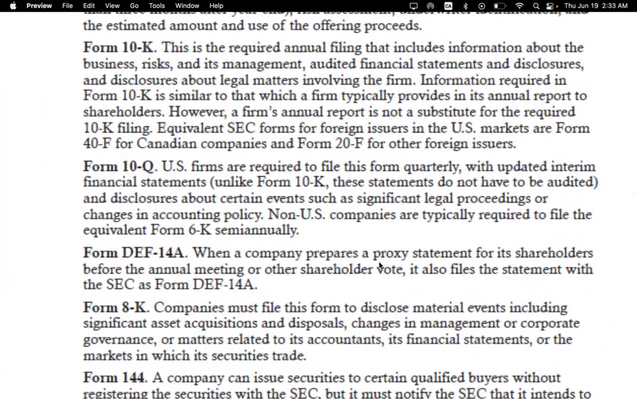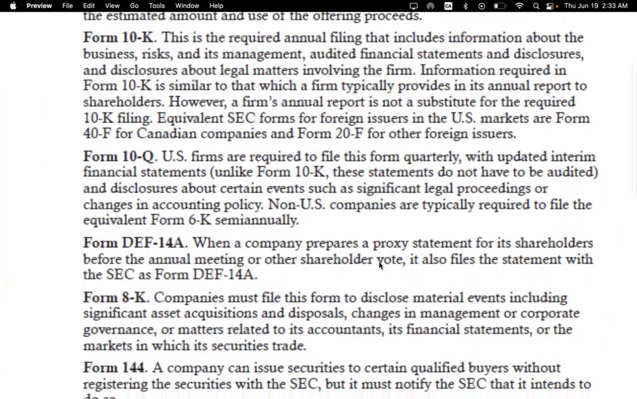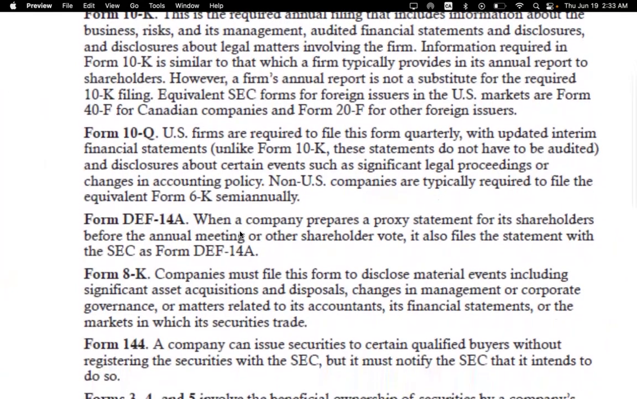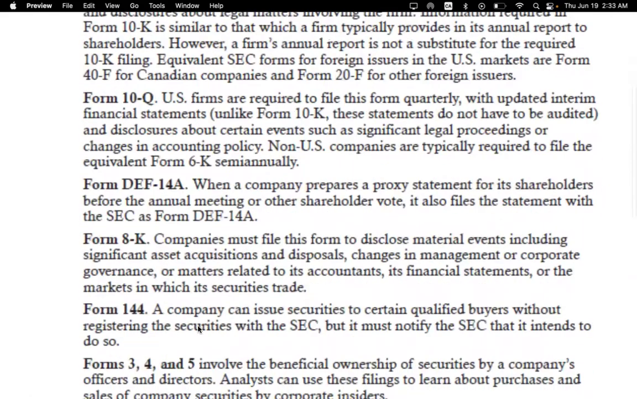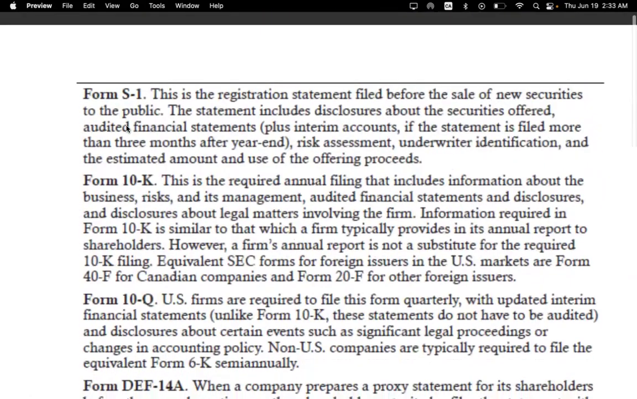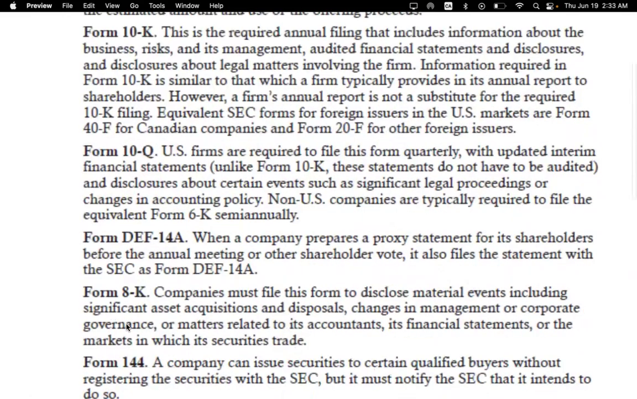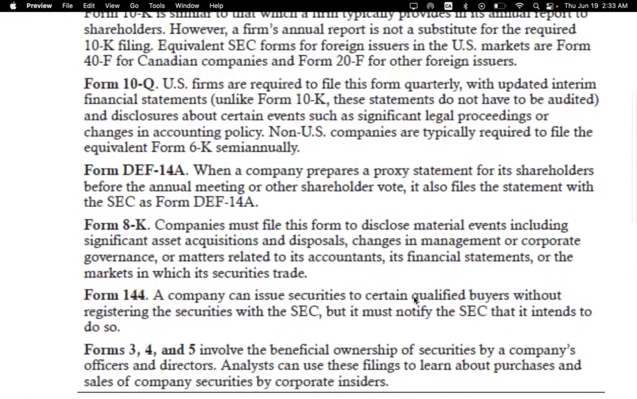When a company files, no, not Form DEF 14A, sorry, Form 144. So Form S1 ka counterpart is Form 144. So a company issues securities to certain qualified buyers without registering the securities with the SEC, and it must notify the SEC that it intends to do so.